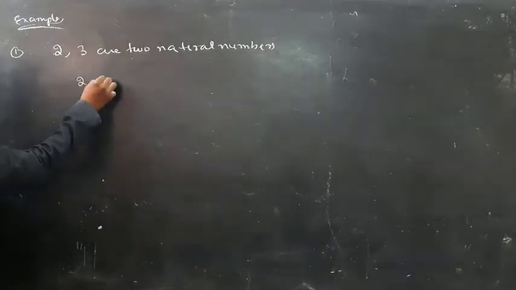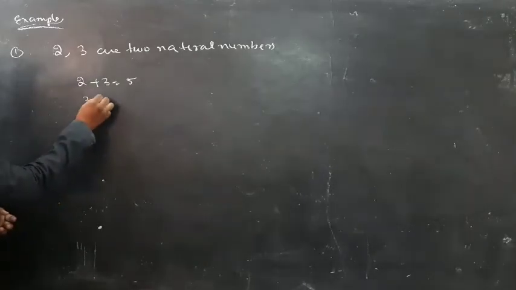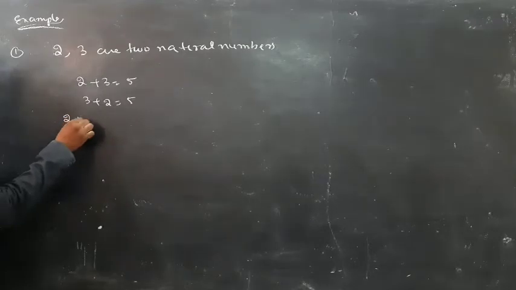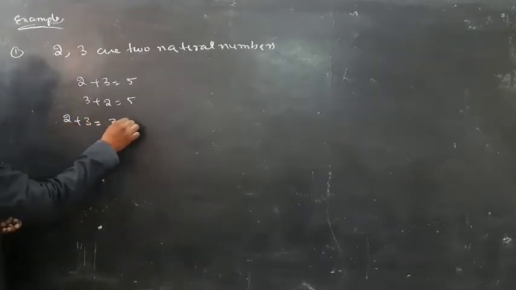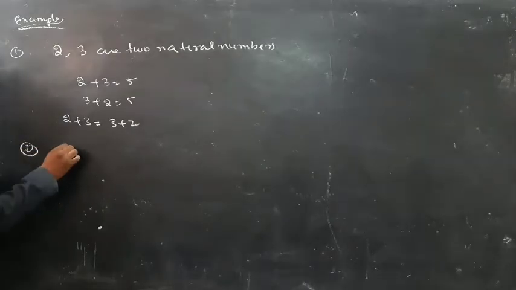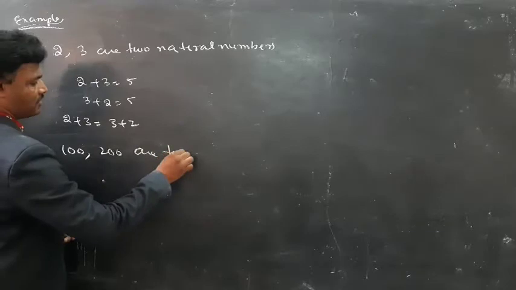Then what is the result of 2 plus 3? 2 plus 3 is equal to 5. Similarly, 3 plus 2 is equal to 5. Here, the value of 2 plus 3 and 3 plus 2 both are equal. Now, second example.